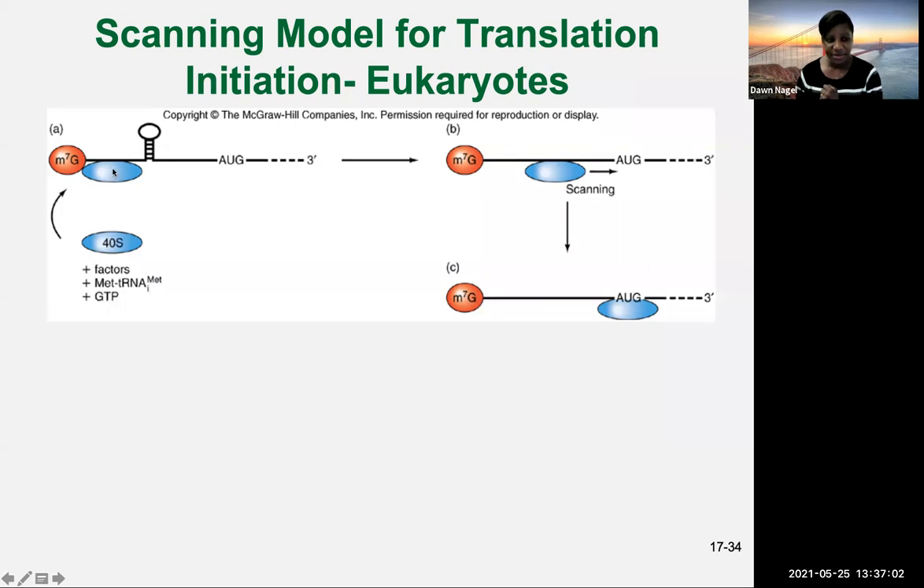This small ribosomal subunit gets recruited by recognizing this cap. Once it gets to the mRNA, it scans along the mRNA looking for the start codon, okay? Once it reaches the start codon, then everything gets assembled, okay?